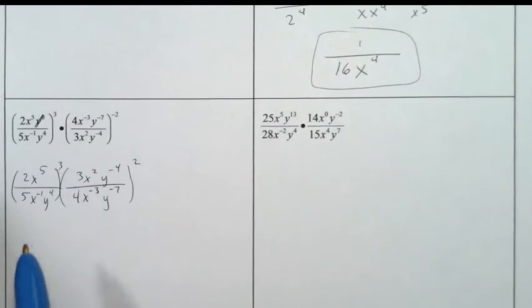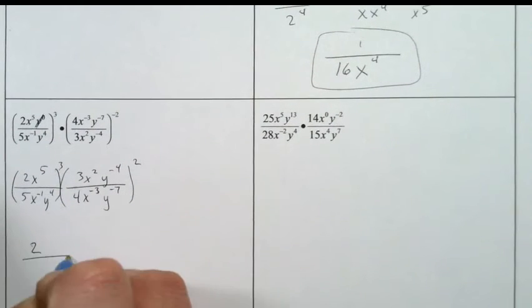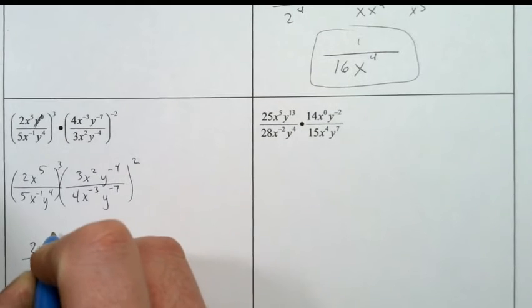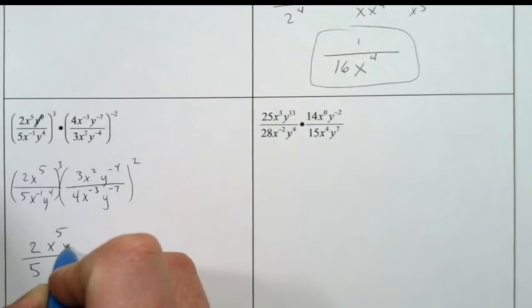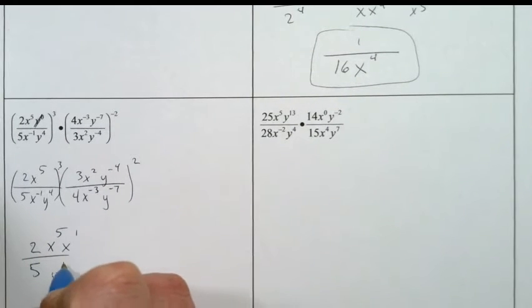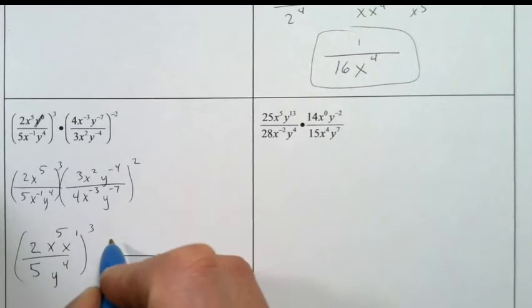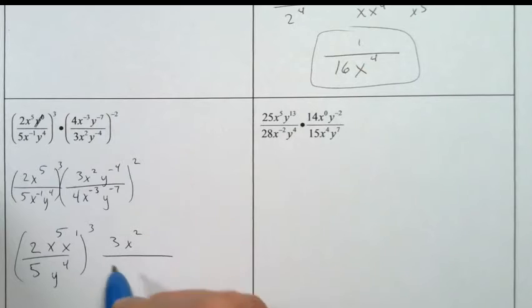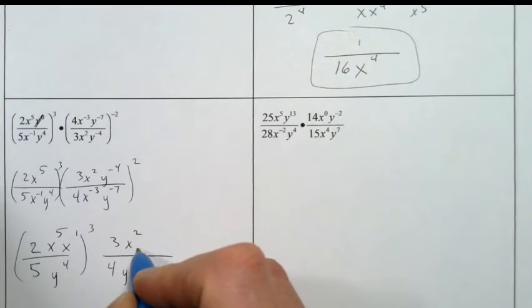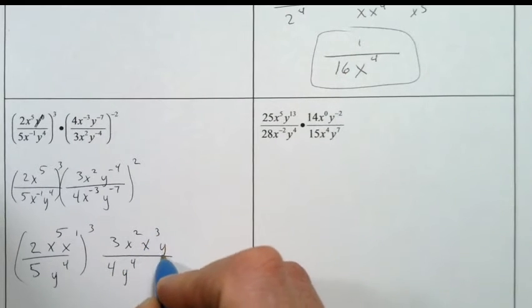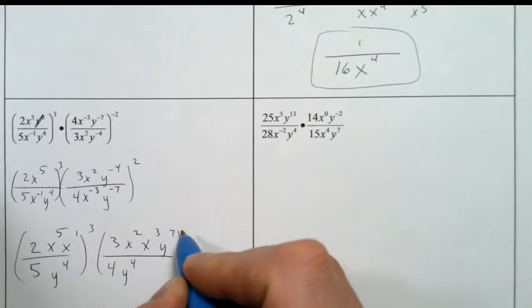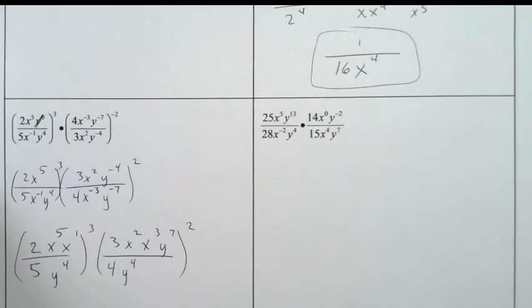Now it's complicated enough where I'm going to have to rewrite it. So I have 2 and a 5 that doesn't move, an x to the 5th that doesn't move. This x does move, and the y stays where it is, all raised to the 3rd. This next one I have, those don't move, but the y does move, and the x does move, and the y does move. So this is y to the 4th, x to the 3rd, y to the 7th. We could double check that. There's a lot of moving pieces there.